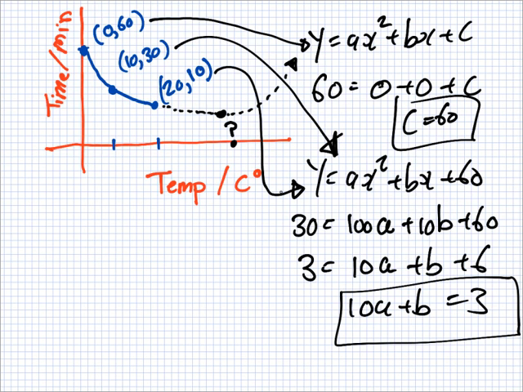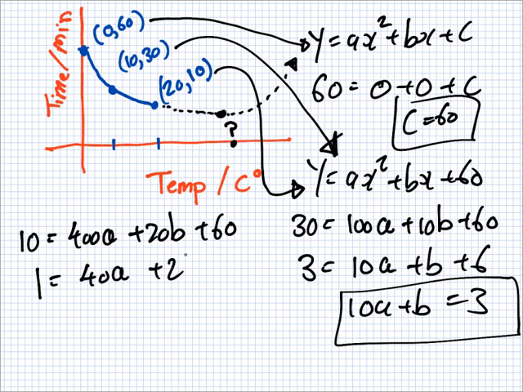I'll have simultaneous equations, or 2 equations. So I'll get 10 equals 400a plus 20b plus 60. Again, I divide by 10. 1 equals 40a plus 2b plus 6. 40a plus 2b equals minus 5.